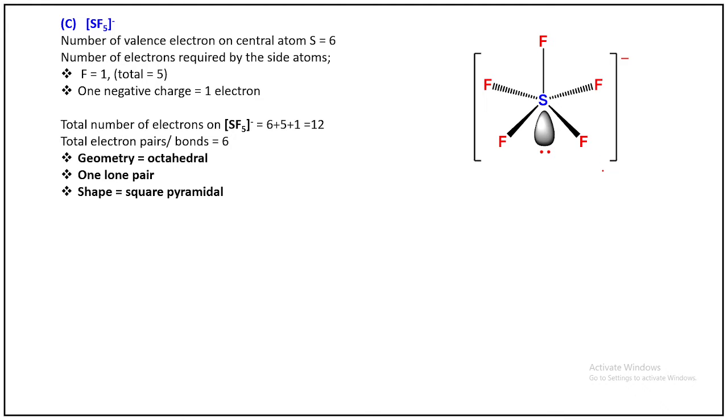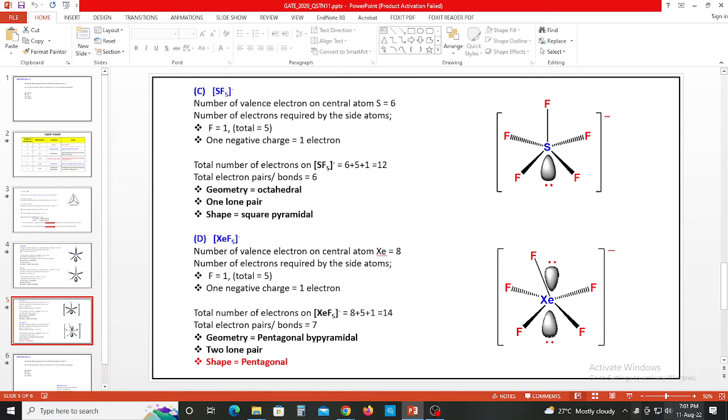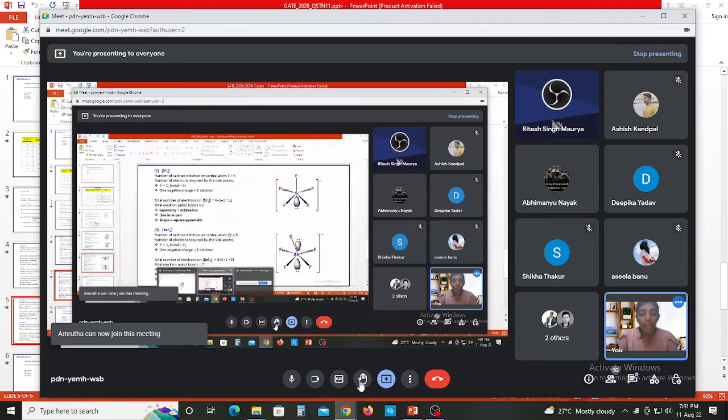So in the GATE exam, actually many people know how to solve. The basic thing is we should know how to handle the time. Time is the most important thing. So if a complex like SF5 minus is given, in mind itself we should be able to calculate: sulfur, the central atom, has 6 valence electrons. Fluorine, 1 each, 5. 6 plus 5 plus 1 negative charge, 1. 6 plus 5 plus 1, 12. That means 12 by 2, 6. Total electron pairs is 6. Like that we should be able to calculate.